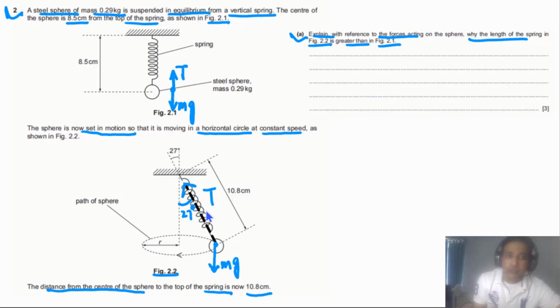We can resolve this T into two components. So we can also draw one line here, and we can say this is the horizontal component of tension, TH. And the horizontal component of tension in this case is providing the centripetal force, so we can write this one is FC. The horizontal component is providing centripetal force because this is moving in a horizontal circle. In the first case we can simply write T is equal to mg.